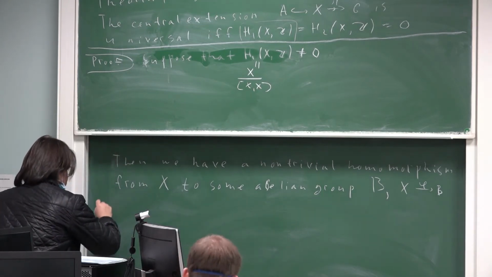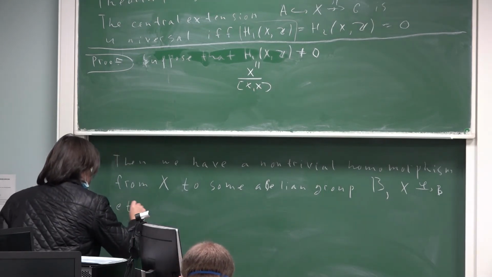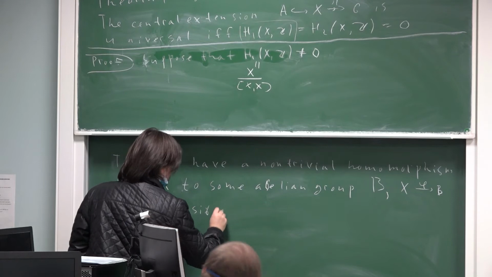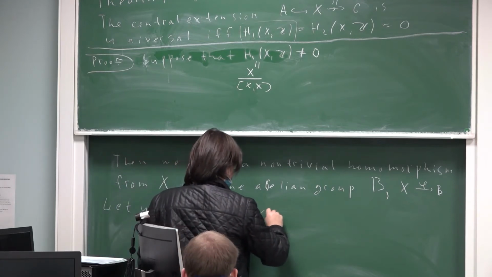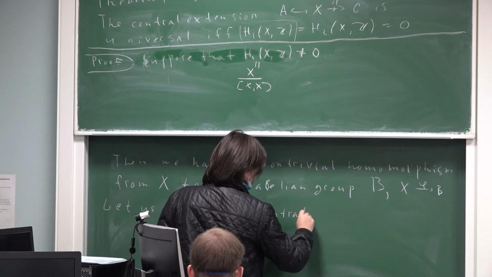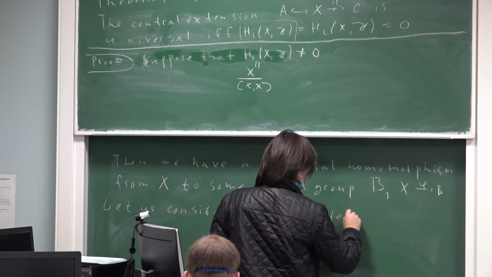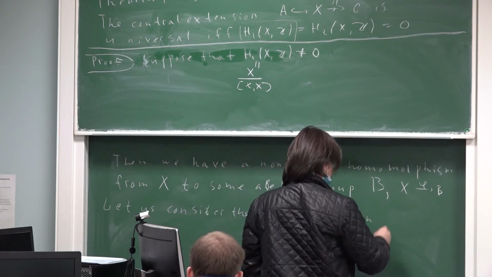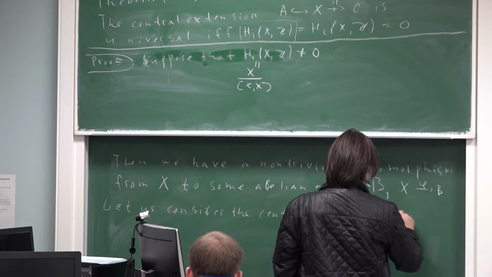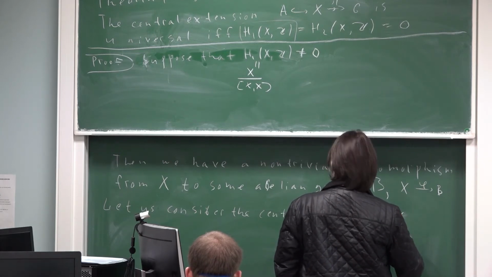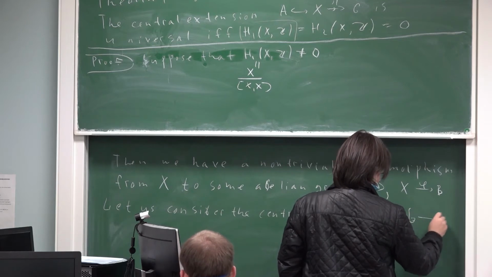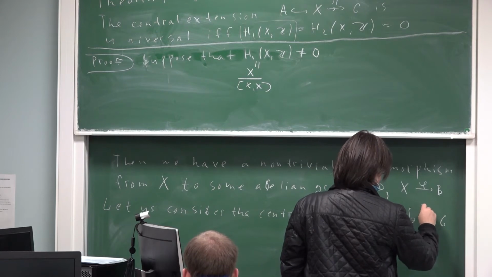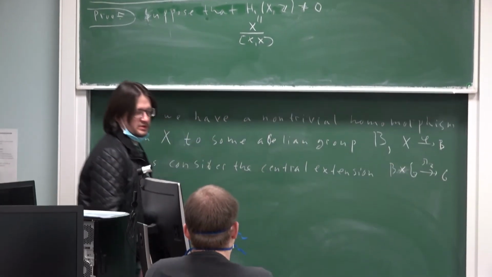So let's consider the central extension B times G to G. Here we simply take the projection on the second coordinate.